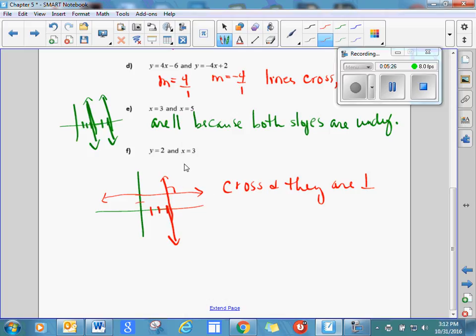But you can always graph it like we did and see that certainly they're going to be perpendicular, just like we graphed example E and they were parallel.